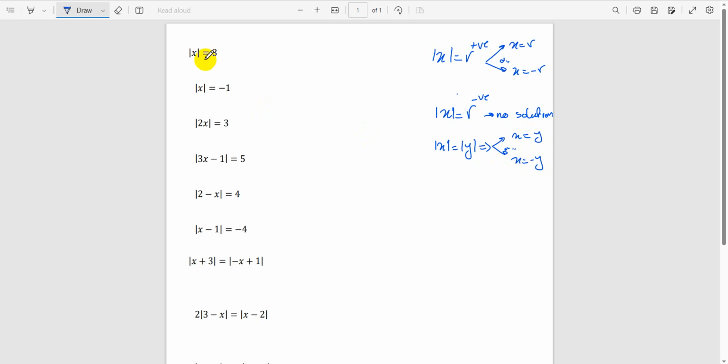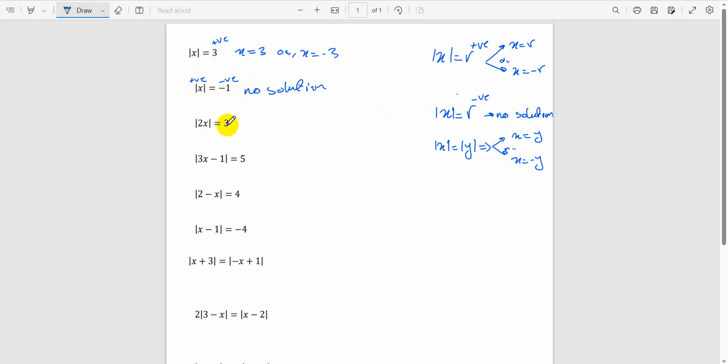Let's start with the first one, absolute x equals 3. Since both sides are positive, directly I'm going to use the first formula. Then I will get x equals 3 or x equals negative 3. For the second equation, we have absolute x, which is positive, equals a negative value. As we said, it's impossible to make such an equality. So right here we say no solution.